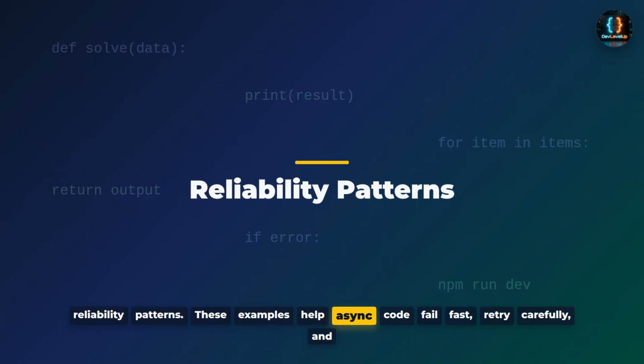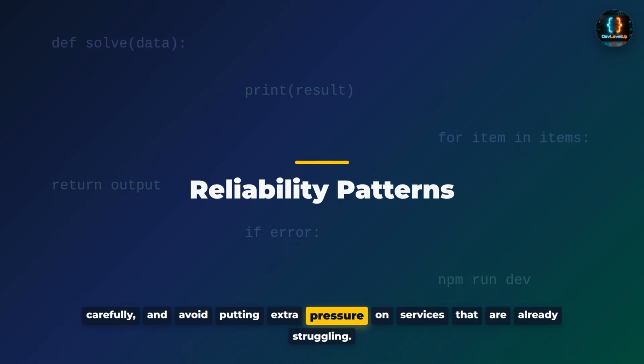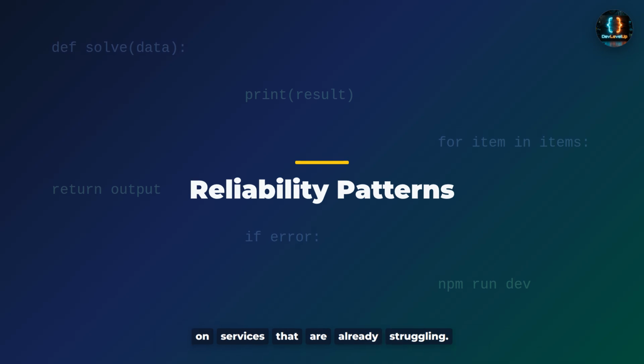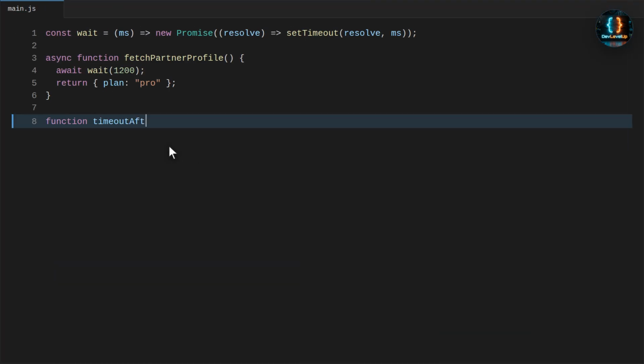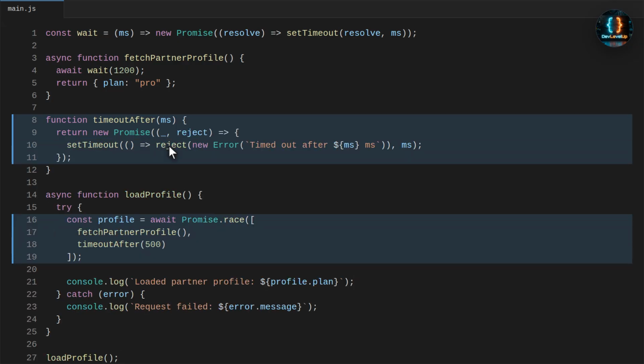These examples help async code fail fast, retry carefully, and avoid putting extra pressure on services that are already struggling. External services can be slow or stuck, and the user should not wait forever. Let's create a fake partner API that takes too long, then race it against a 500 millisecond timeout. Now we run the script and the timeout wins before the API returns.